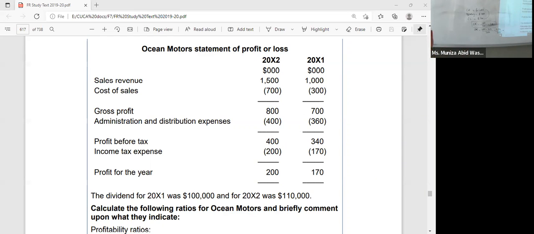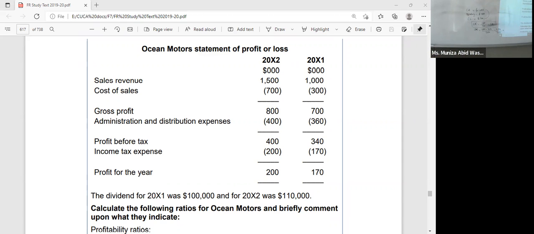Look, now there is a decrease in gross profit margin, but there is an increase in the operating profit margin. It means that direct costs have not been controlled efficiently, whereas indirect costs, administration and distribution expenses, are controlled in an efficient manner. Where cost of sales is increasing by more than 100%, the increase in administration and distribution expenses is very small in comparison to the sales revenue. That is why operating profit margin is increasing and gross profit margin has been decreasing. Clear?